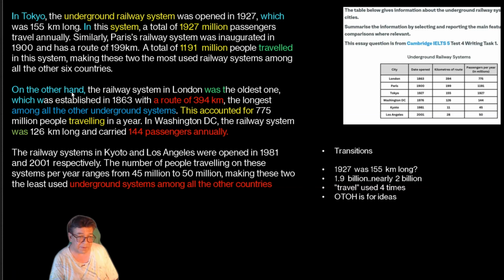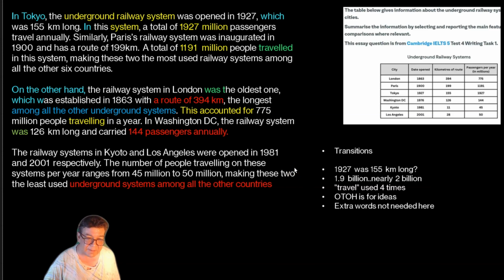Okay. The railway system in London was the oldest one. It still is the oldest one. Grammar. Old one. Which, there's that which again, which was established in 1863 with a route of 394 kilometers. Now, we have no idea that when it was inaugurated, it was 394 kilometers in length. I don't want to say it wasn't, because that's not on the chart. But it was probably opened with like 20 kilometers of track, and then they built on it over the 150 years that it's been around. It didn't just pop into existence at 394 kilometers.